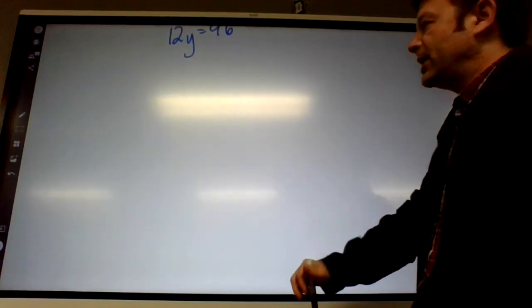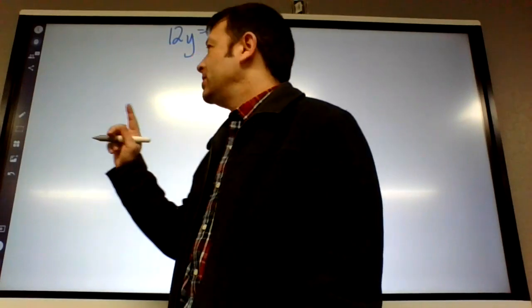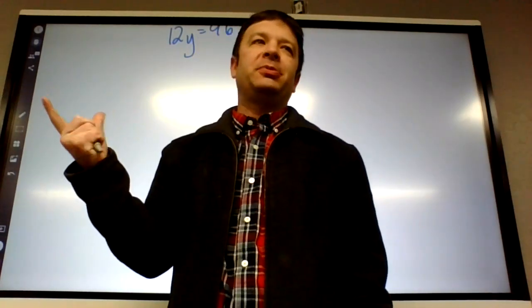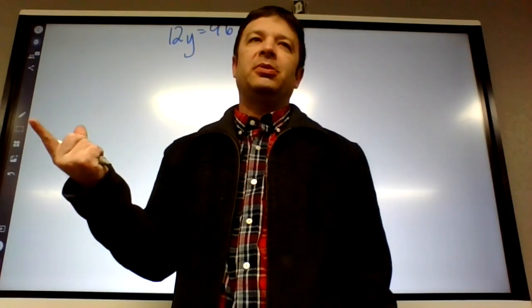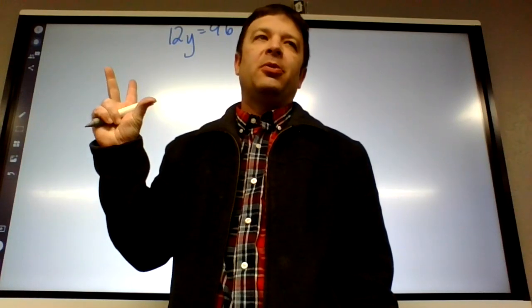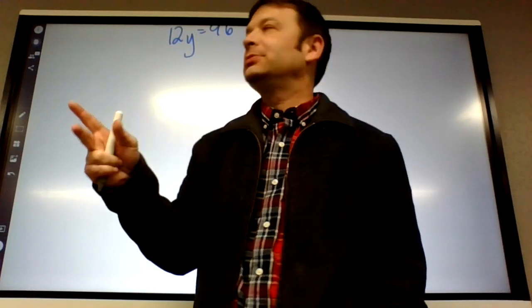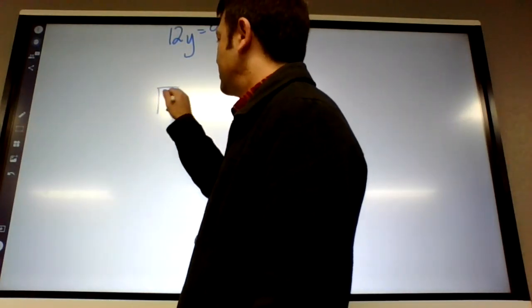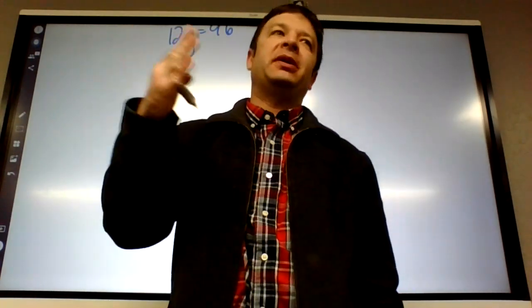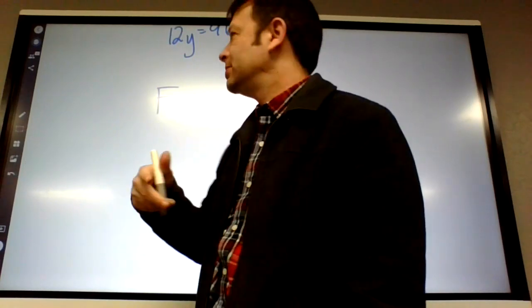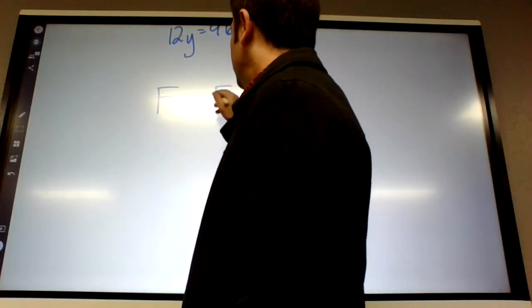Let me back up. The unknown numbers, we'll start with the variables. What do we want to use for how many field goals he kicked? F. What do we want to use for how many extra points he kicked? E.